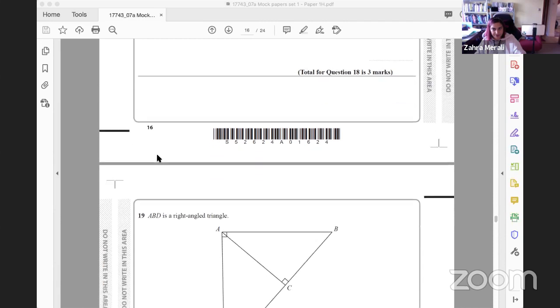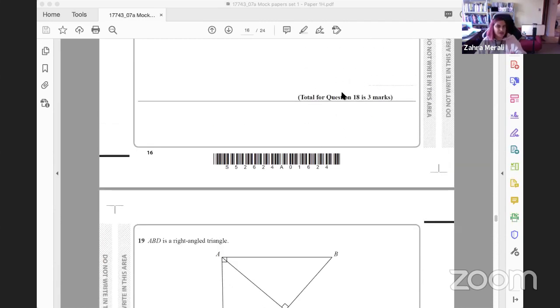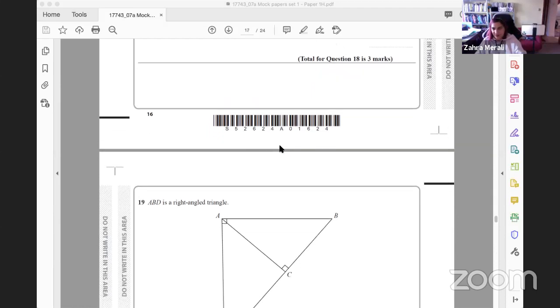The clue is also that it was 3 marks, so I was pretty sure it didn't have lots and lots of steps. You'd need to go up to about 5 marks for that to happen. Okay, question 19.